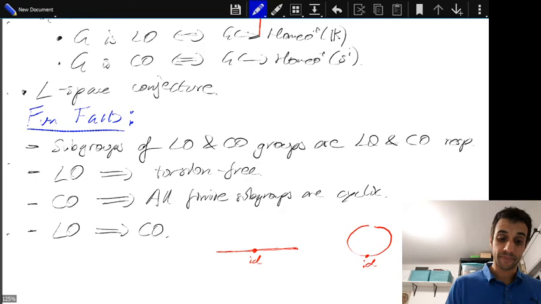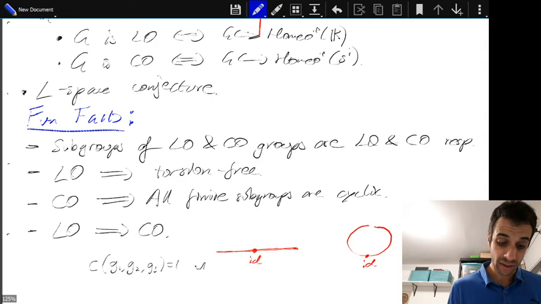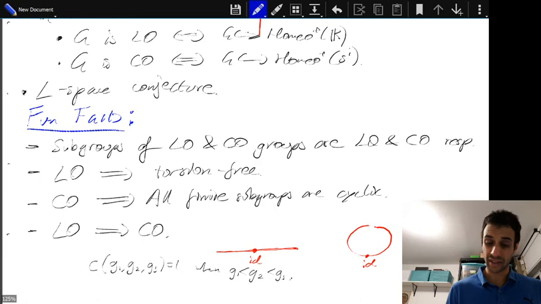I declare C of G1, G2, G3 to be equal to 1 when G1 is strictly less than G2 is strictly less than G3. So that's formally how you'd write it down, but all left orderable groups are circularly orderable.